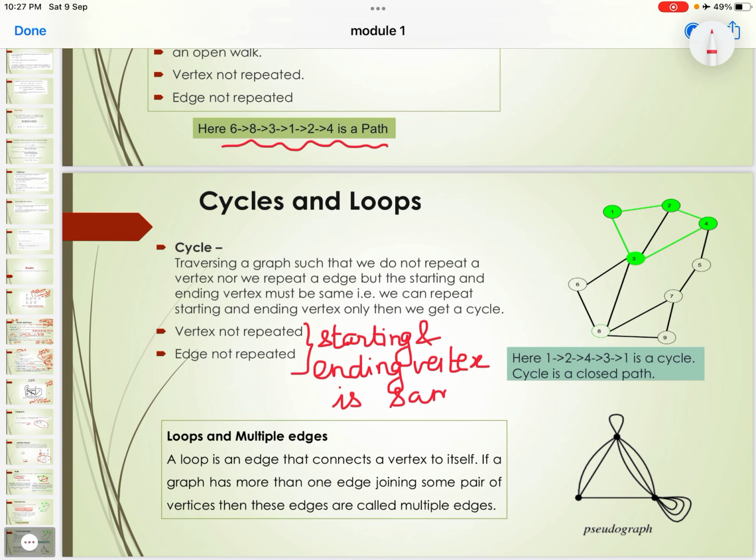Loops and multi-edges. A loop is an edge that connects a vertex to itself. If a graph has more than one edge joining the same pair of vertices, then these edges are called multi-edges. So this is where we are done with the graph.